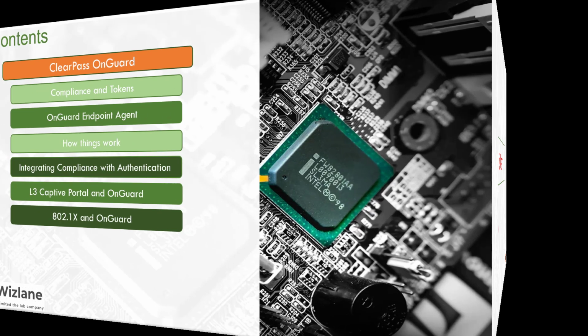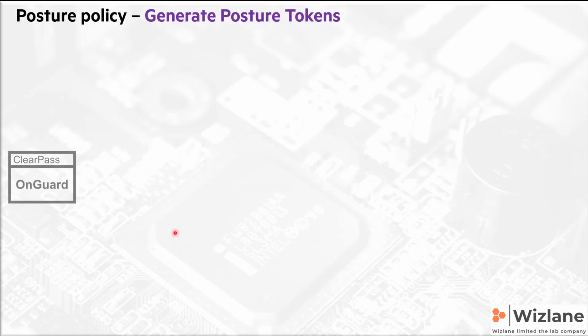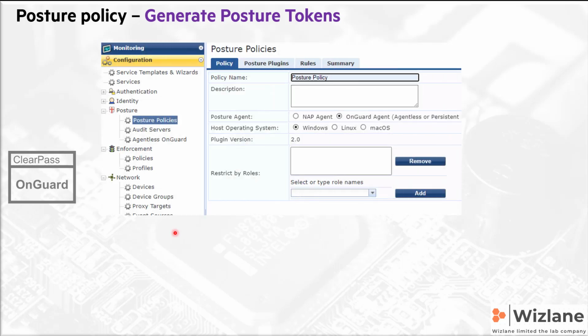Let's have a look. So the concept here is to generate tokens. These tokens are a result of a policy. We call it posture policy. So these tokens get generated based on the policy that you create. In ClearPass, under the configuration, you'll go to the posture, and then this posture policy is what you decide to do. So here in the agent, you're going to configure what type of agent. We call it OnGuard in our case. You can use external agents as well.